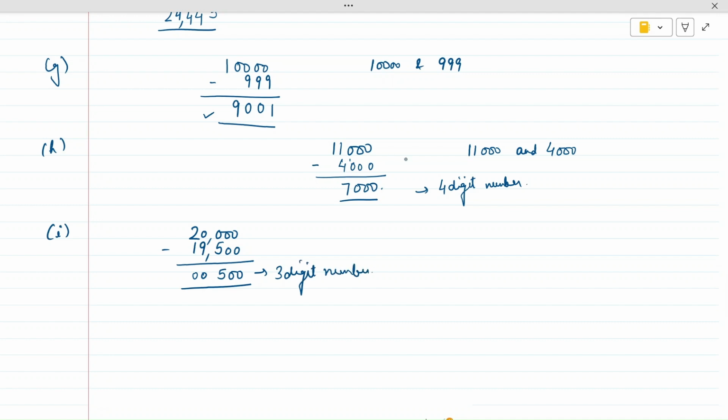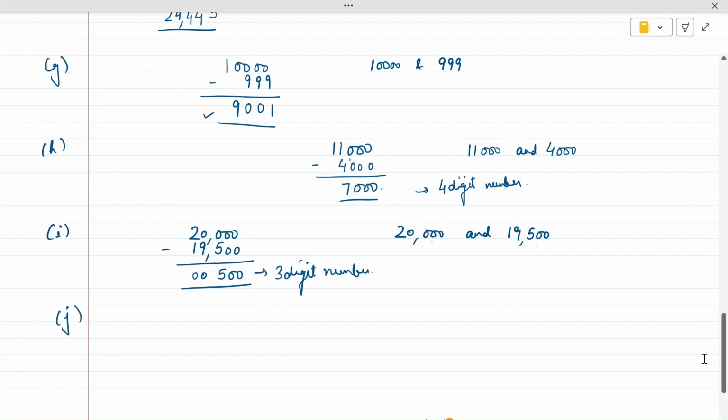Okay, so this was our requirement. Our question was that two 5-digit numbers, when subtracted from each other, should give us one 3-digit number. So we have taken two 5-digit numbers, and their difference is giving us a 3-digit number, which is 500 here. Okay, so this is also done.